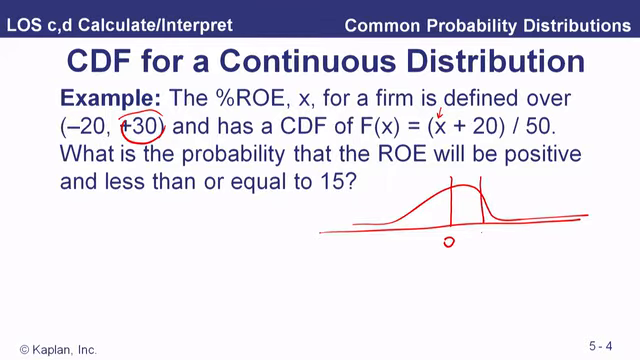and 15 is here. So the way we're going to solve this using this cumulative distribution function is first we're going to find the probability of being less than or equal to 15. So we'll plug 15 into our CDF. And then we want it to be positive as well. So we want to take off the negative. So then we're going to subtract the probability of being less than or equal to 0. And that will give us the probability of being between 0 and 15.